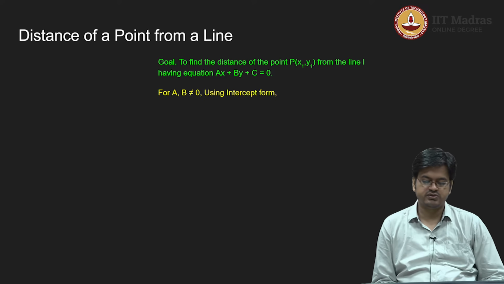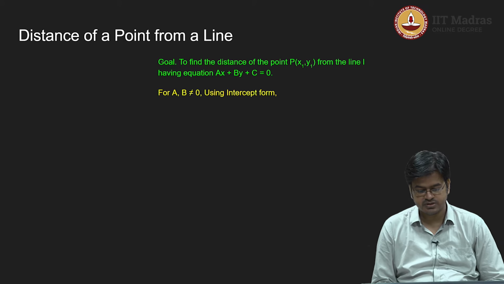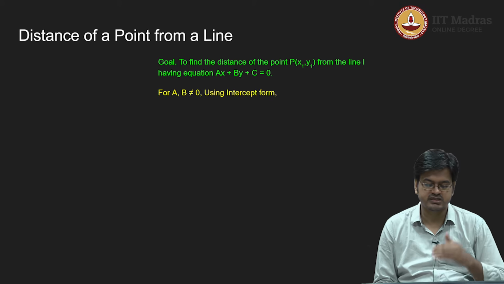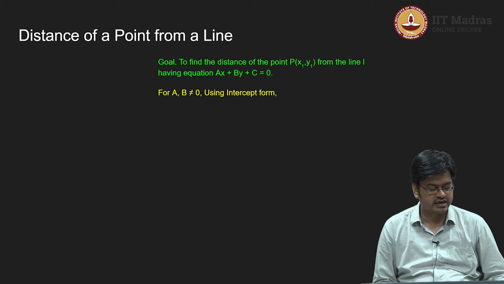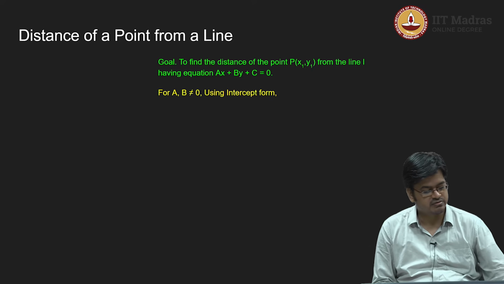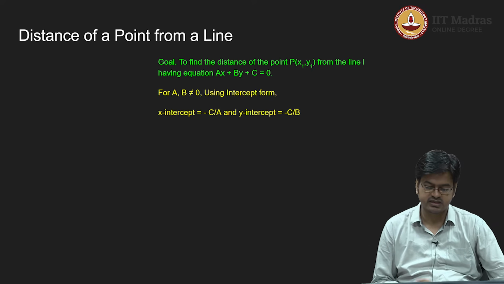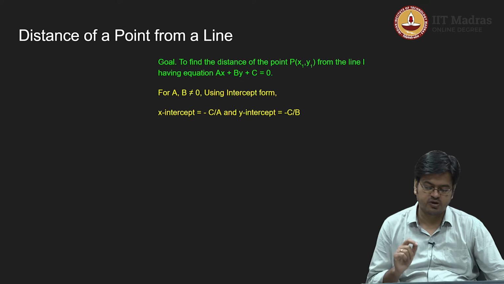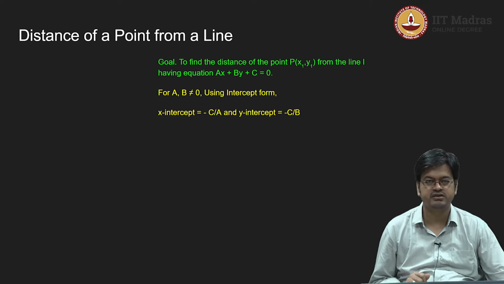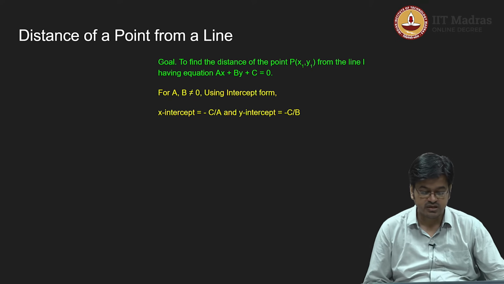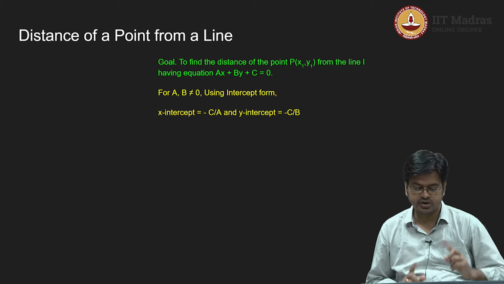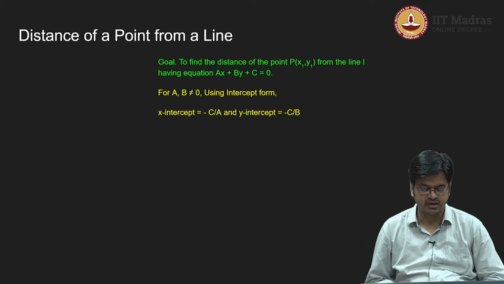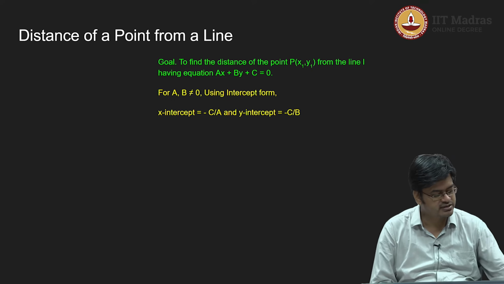If we assume that A and B are both not equal to 0, then I can rewrite this equation in the intercept form, that is x by a plus y by b equal to 1. In that case, my small a is minus C by A, that is the x-intercept, and my small b is minus C by B, which is the y-intercept. So, I have identified 2 points, and these 2 points uniquely determine the line. So, I know how the line is located.